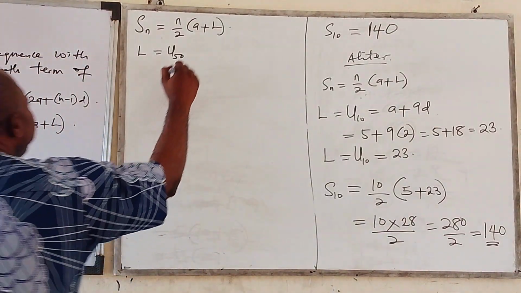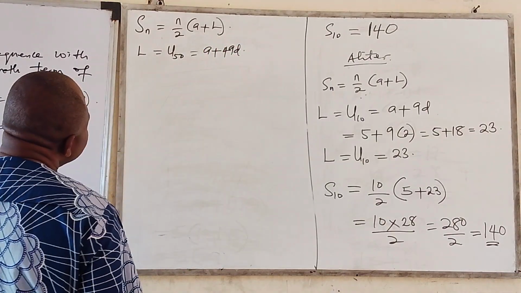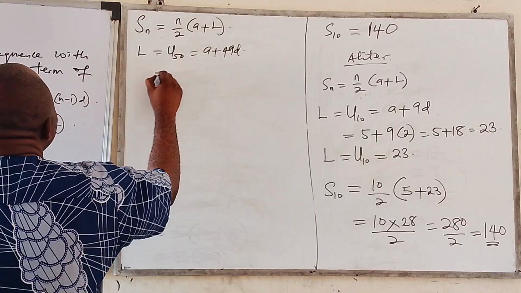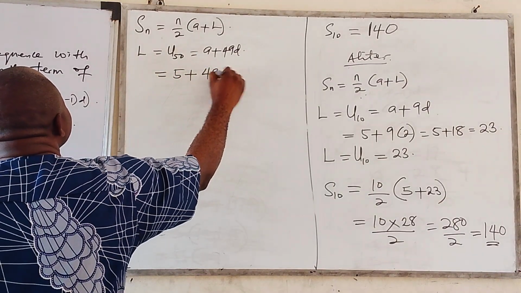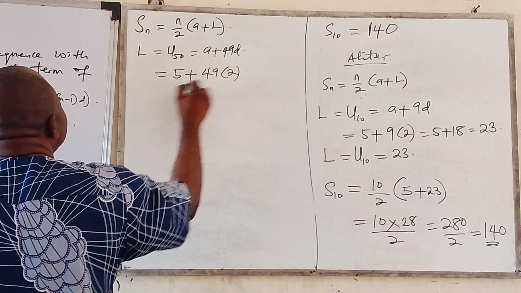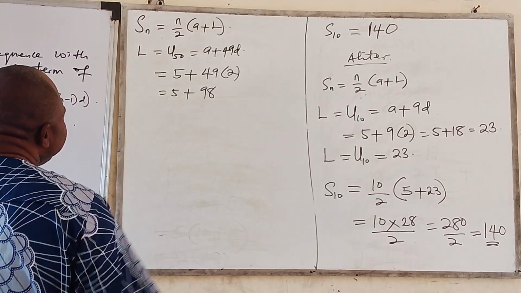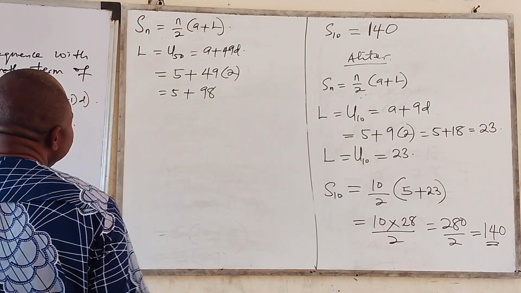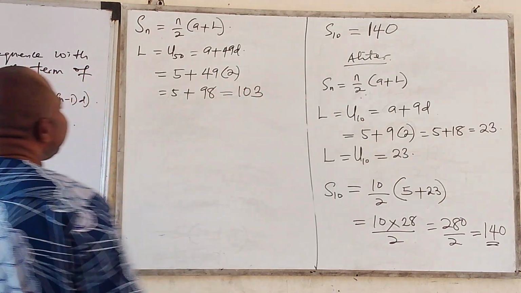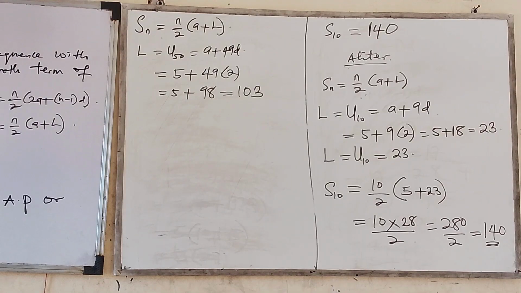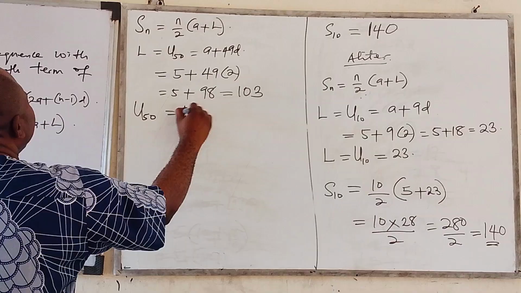So now U50 is A plus 49D. And remember the value of our A is 5. So we have 5 plus 49 times the value of D, which is 2. So here that will give us 5 plus 98, because 49 times 2 is 98. So 5 plus 98 is 103. So it means the last term, the 50th term, U50 is equal to 103.